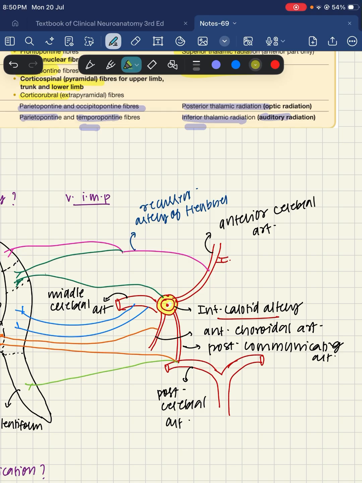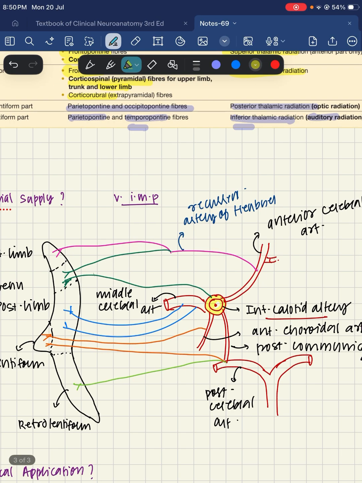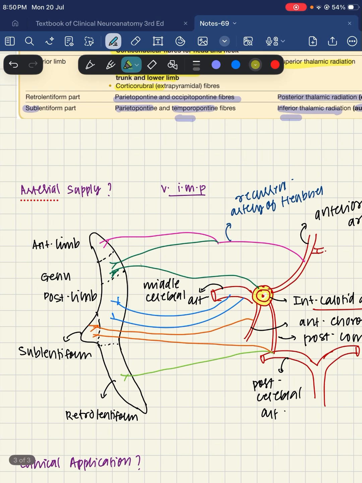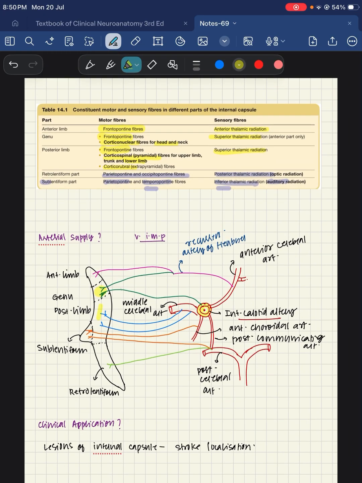So from the internal carotid artery directly there is a branch. It is supplying which region? It is supplying the genu. I have given green color for the genu. And then from the middle cerebral artery, which gives many branches, there are medial and lateral striate branches. These are the parts which supply the posterior limb, the blue ones which we can see over here. And then there is the anterior cerebral artery, which will supply the anterior limb.